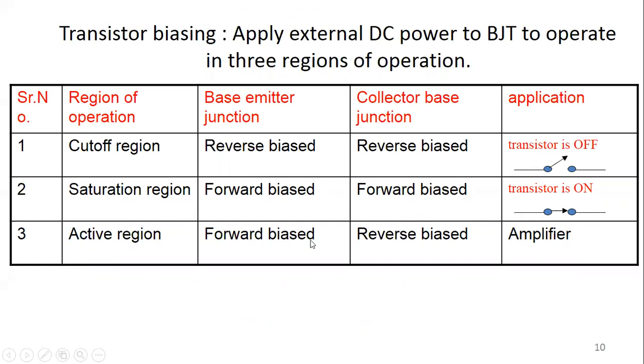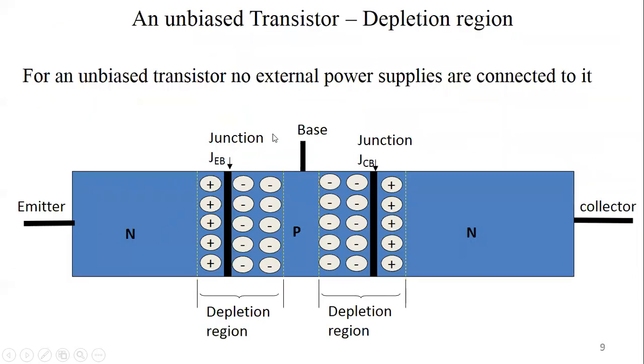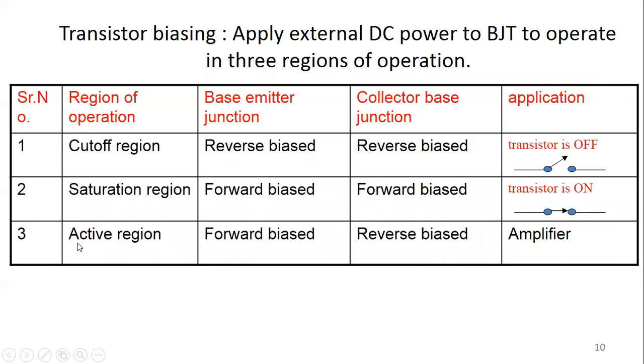Another mode we can have is that one of the junctions is forward bias and one is reverse bias. Here the emitter to base junction is forward bias, so there is very little resistance, and the collector to base junction is reverse bias. So we get two different resistances, as we discussed. This mode is called the active region, and in this region we use this device as an amplifier. In the cutoff and saturation regions, we use this device as a switch, whether it is going off or on. And in the active region, we use this device as an amplifier.